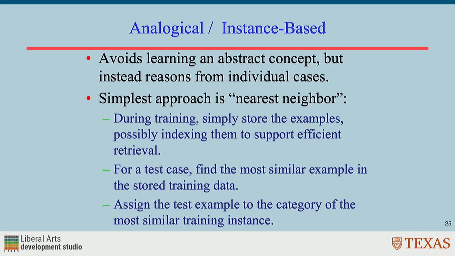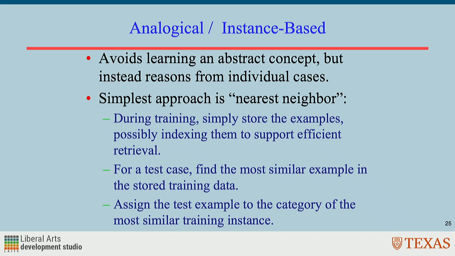But the last approach I want to talk about is analogical or instance-based, where you avoid learning any abstract concept at all, but instead reason from individual cases. And the simple approach to this is called nearest neighbor, where during training, all you do is remember the training data. You don't build any hypothesis. But you might want to index them efficiently so you can find similar examples. You get a test case in, and you say, well, what's the most similar example to what I've seen during training? You find the most similar example. To do this efficiently, you need to build some sort of indexing structure.